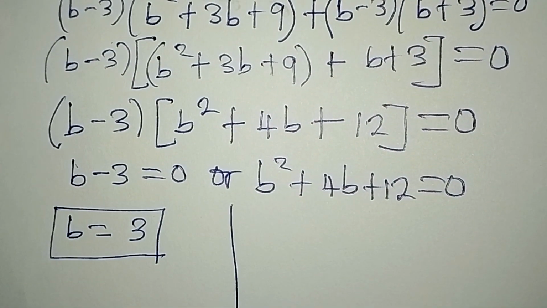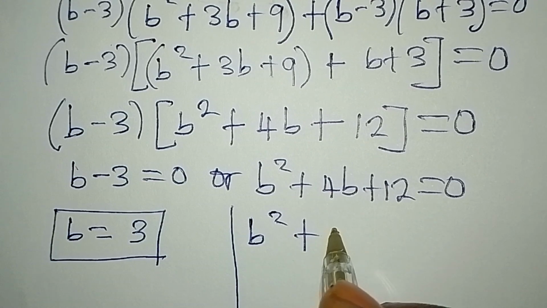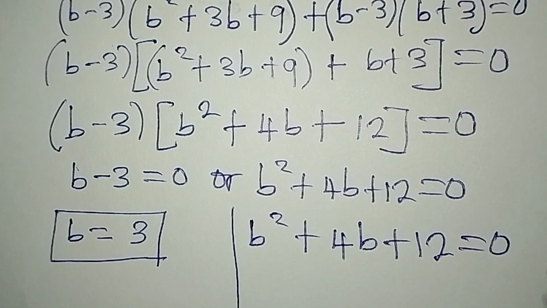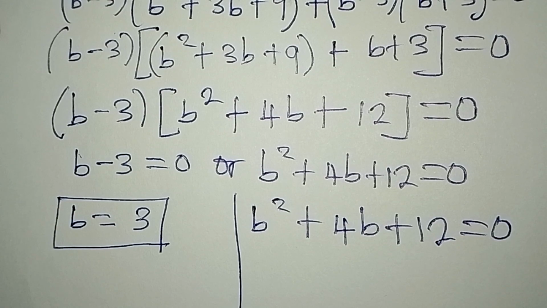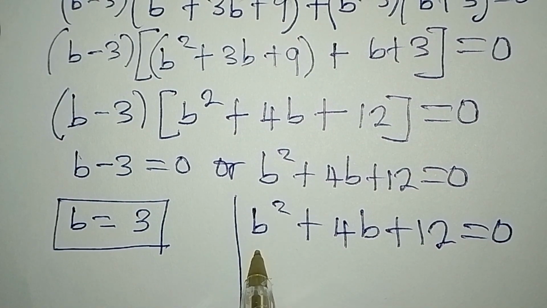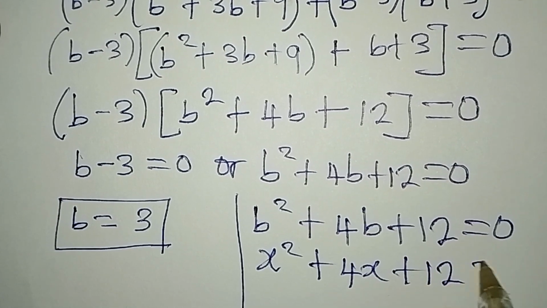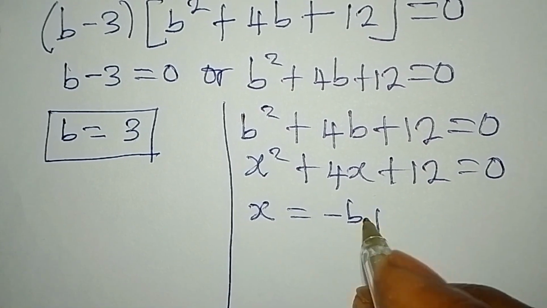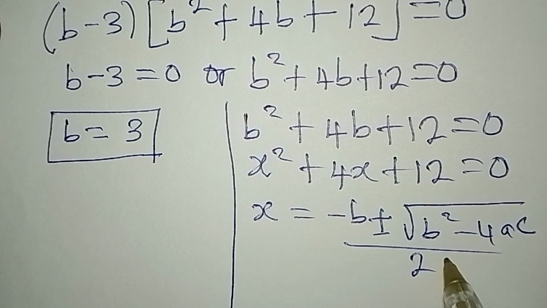Then to get the other solution, we will work on this quadratic equation, b squared plus 4b plus 12 equals 0. I'm going to use a different variable. Let's say x. So I'm going to turn it to x. So we have x squared plus 4x plus 12 equals 0. Then what is the formula? The formula is x equals minus b plus or minus square root of b squared minus 4ac all over 2a.